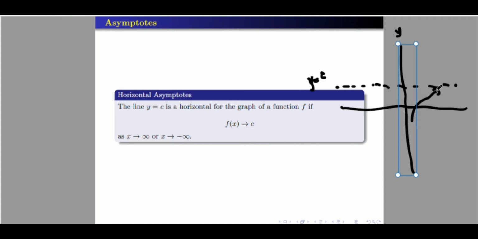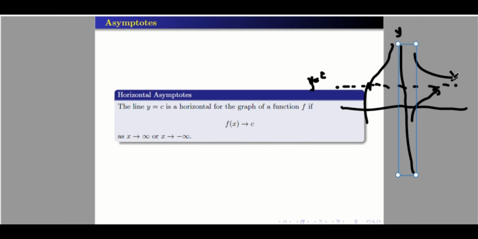It may not cross c, or it may. No, it can cross c. Now, unlike the vertical asymptote, which it can never cross, for the horizontal asymptote it can cross, or it may not cross.